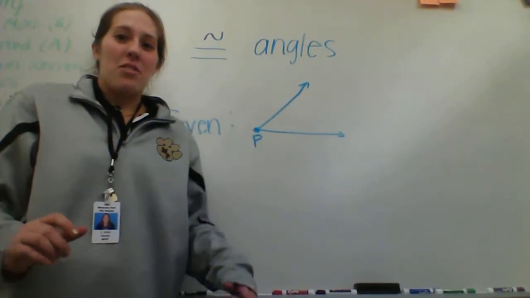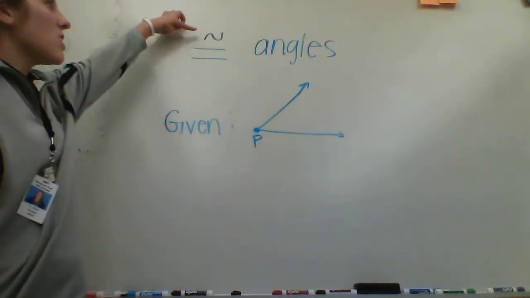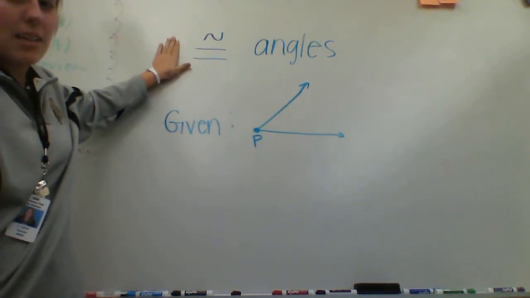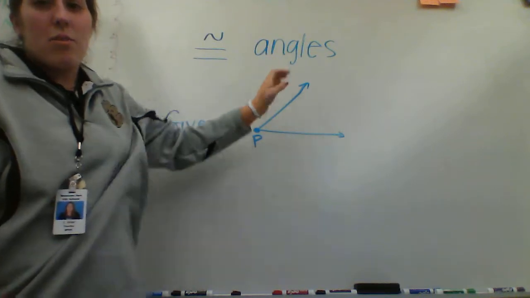Alright, so now we're moving on to congruent angles. Remember that this little squiggly with the equal sign means congruent: same size and same shape. So we're making congruent angles.